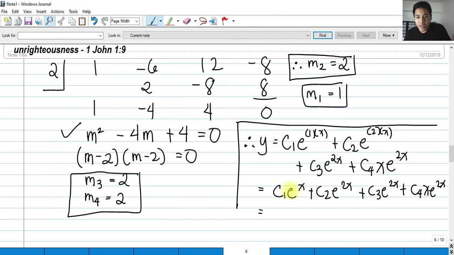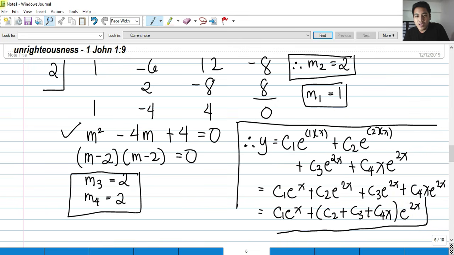So we have c sub 1 e raised to x, plus common among these terms are e raised to 2x. So we have c sub 2 plus c sub 3 plus c sub 4 x, multiplied by e raised to 2x. So that should be our solution for this given problem. As you can see, we have 4 roots. So this is our answer.